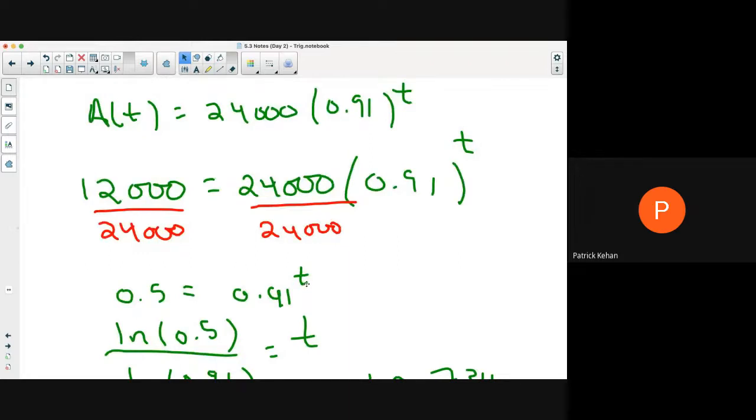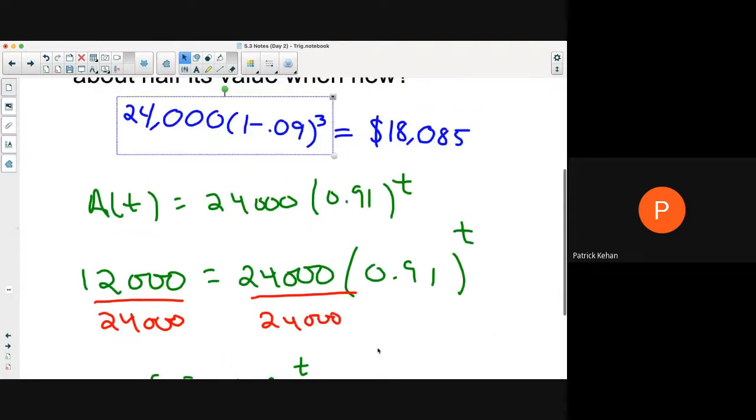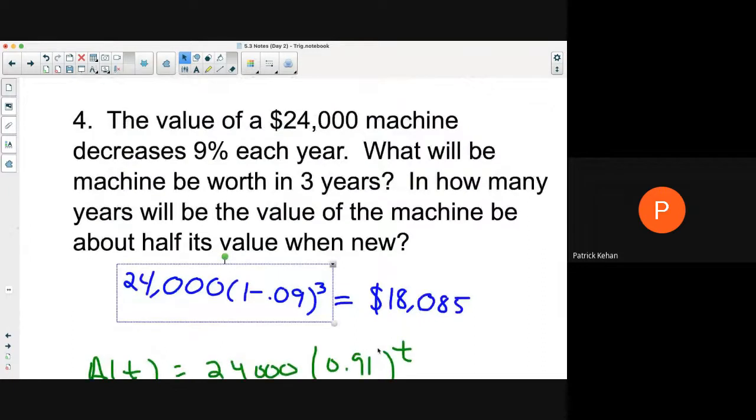And again, to solve for t, we take the natural log of 0.5 divided by the natural log of 0.91, or you could use the log of 0.5 divided by the log of 0.91. That gives us approximately 7.34 years. So in this case, this machine will be valued at half in about 7.34 years.